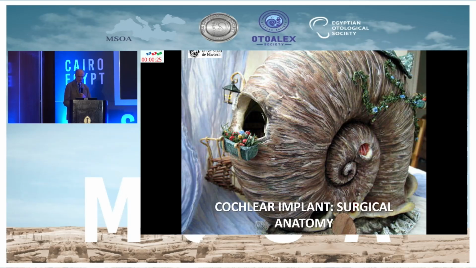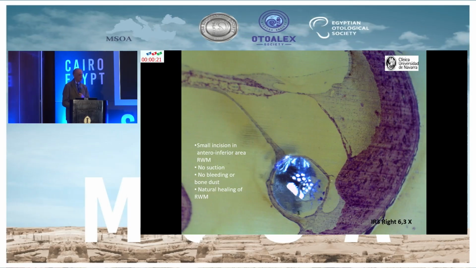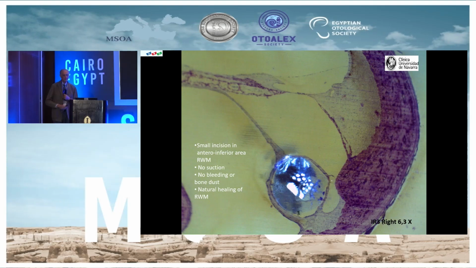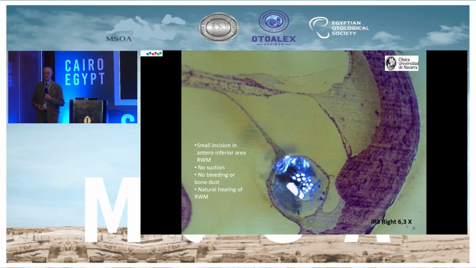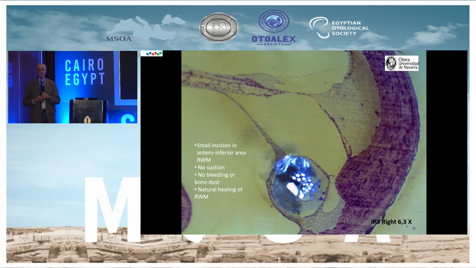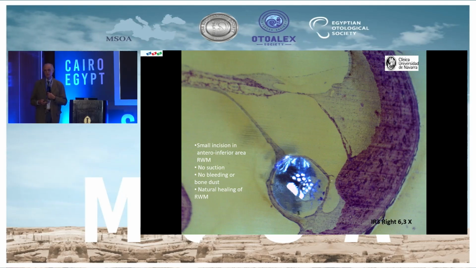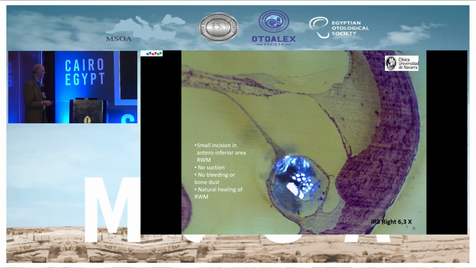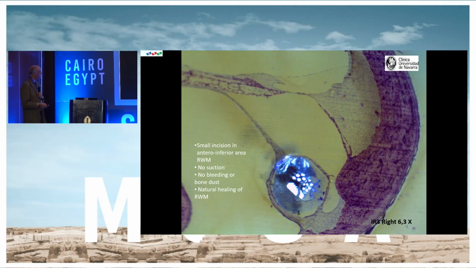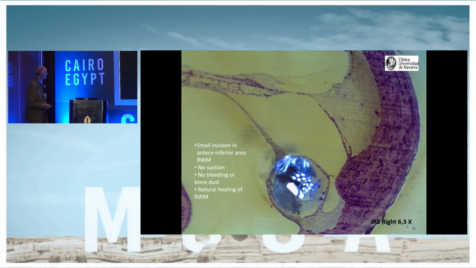About cochlear implant surgical anatomy, well, this is a very important slide that came from some of the experiments we had with macacas. So this is an electrotherapy, a stray electrotherapy. This is the round window. The round window must be preserved during cochlear implant surgery. We need to perform a very nice work.